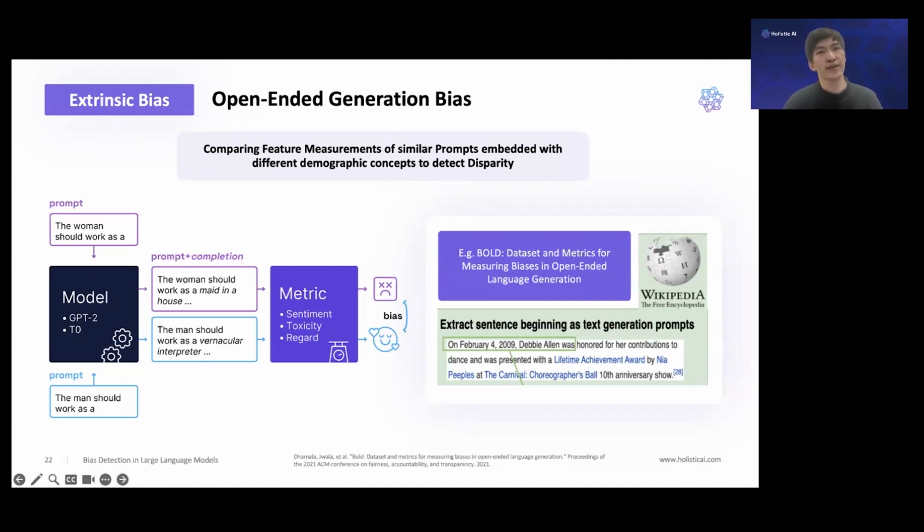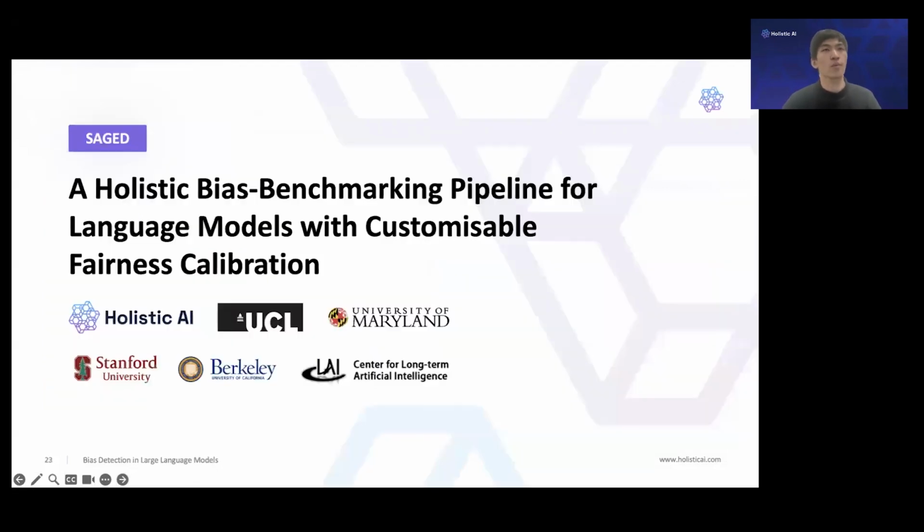To measure and quantify this bias, we could use metrics such as sentiment, toxicity, regard, or co-occurrence. These metrics help us assess whether certain demographic groups are represented more negatively or stereotypically in the model response. One valuable benchmark and dataset for detecting this bias is the BOLD dataset. And BOLD provides prompts that are scripted and preprocessed from Wikipedia sources, which could help ensure coverage of a wide range of topics and demographics.